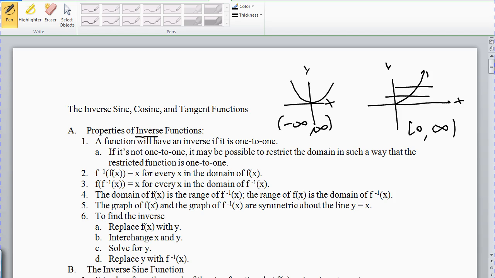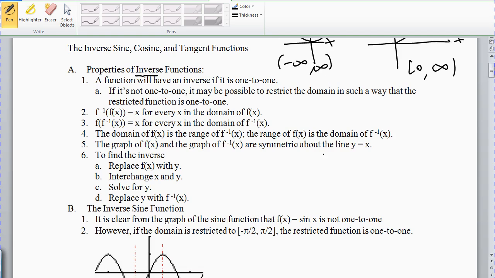And something else, the domain of f of x is the same as the range of its inverse, and the range of f is the domain of its inverse. And they're both symmetrical about the line y equals x. And the way we find inverses, what we did in algebra class, is we replace the f of x with a y, then we interchange the x and y, and we solve for y, and then we go back to our inverse notation. But the main thing is the interchange and then solve for y.